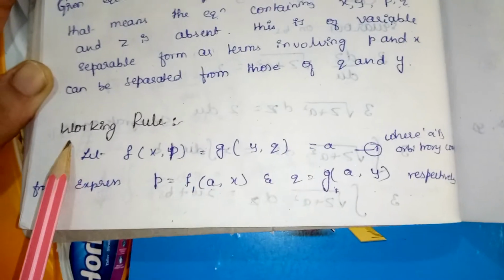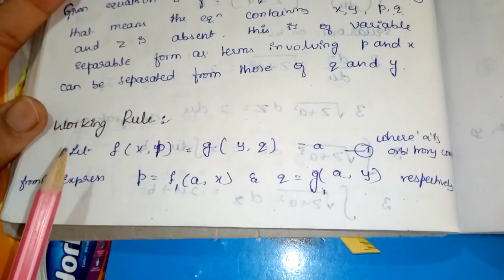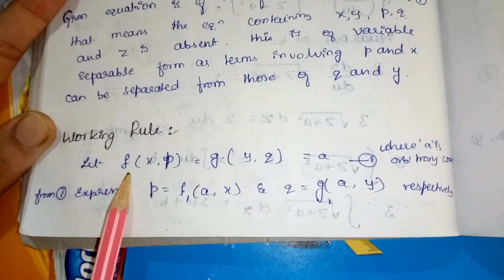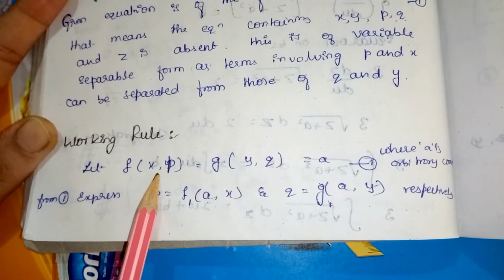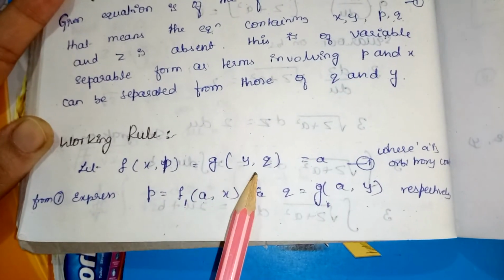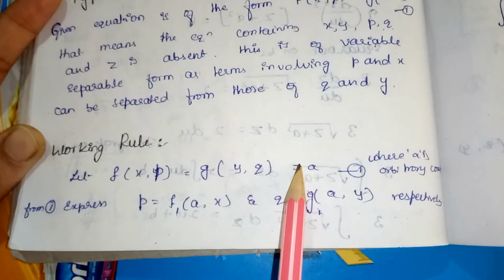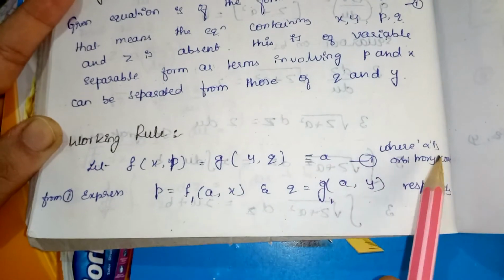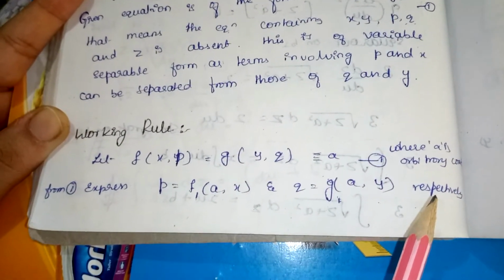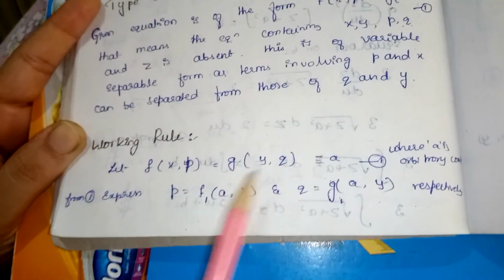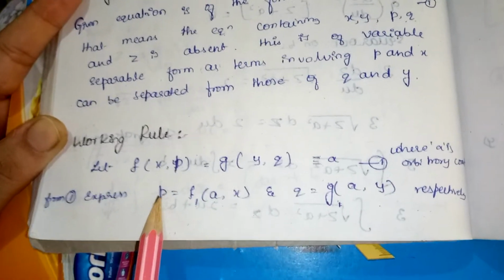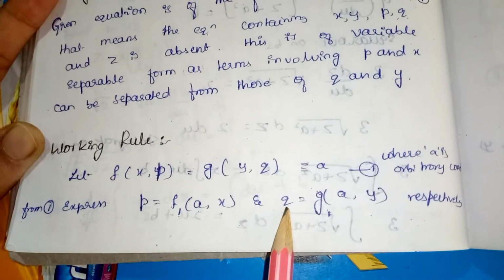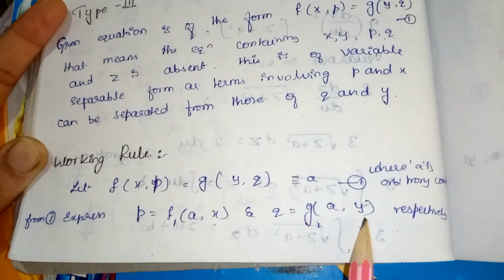Next we go for how to solve the type 3 non-linear partial differential equation. That is, we observe the working rule. First step is we have to express the given equation f of x comma p is equal to g of y comma q is equal to a. Equate the given equation to a, where a is an arbitrary constant. Next, from equation 1, you take p is equal to f1 of a comma x and q is equal to g1 of a comma y.